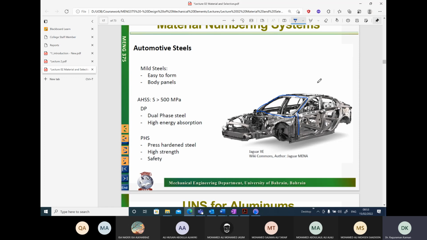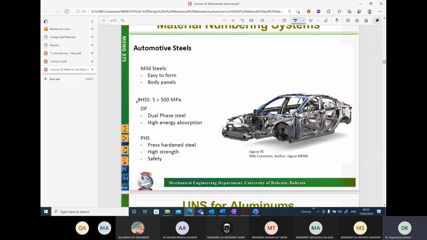Why? This is a critical part. In case of accidents, if this skeletal structure of the car gets bent very easily due to high stresses, then the person sitting inside the car, the driver, will lose his life instantly. You do not want this to happen, and therefore this kind of structure is usually made out of very high strength steels.